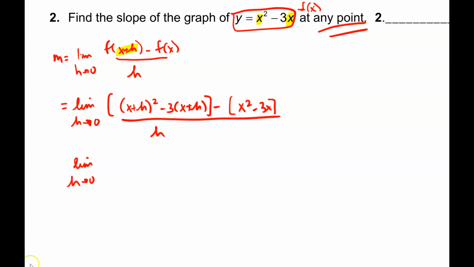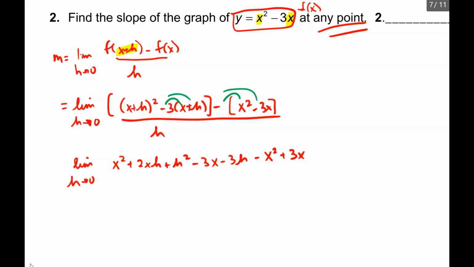We have to FOIL the x plus h out. So I have x squared plus 2xh plus h squared minus 3x minus 3h minus x squared plus 3x, because I was distributing this negative out. Distribute the negative 3 out, so that's how I got that, all over h. Let's see if anything cancels: plus 3x minus 3x, minus x squared plus x squared.